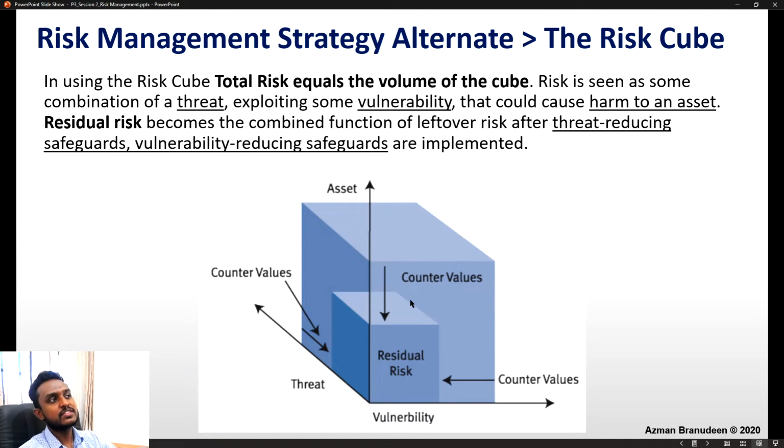Now what you do is you try to take different measures to reduce this risk, to manage the risk. There, the residual risk becomes the combined function of the leftover risk after threat-reducing safeguards and vulnerability-reducing safeguards are implemented. So once you do what you can to counter these different values, whatever is left is what you denote as the residual risk. There are other words such as net risk, which we will come across, but residual risk is the key word that you have to remember: the risk that is left over after you have done everything that you can.